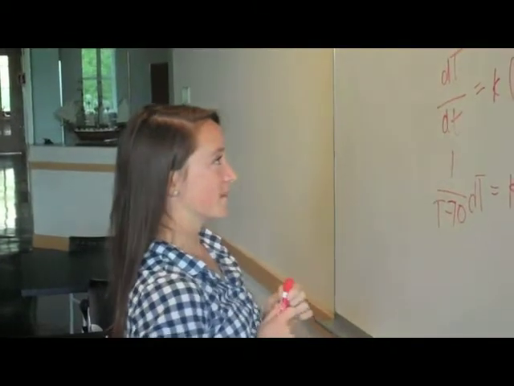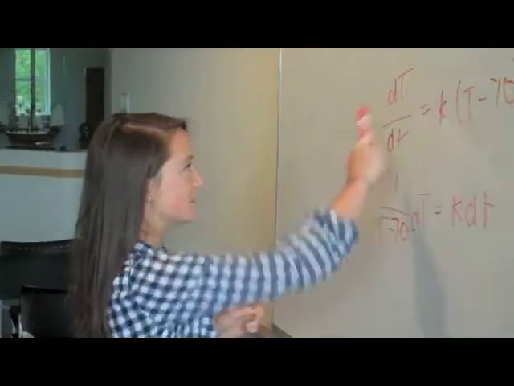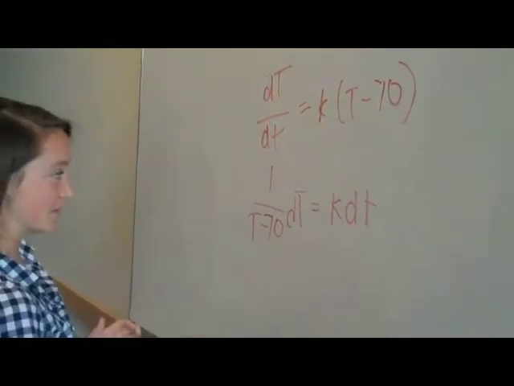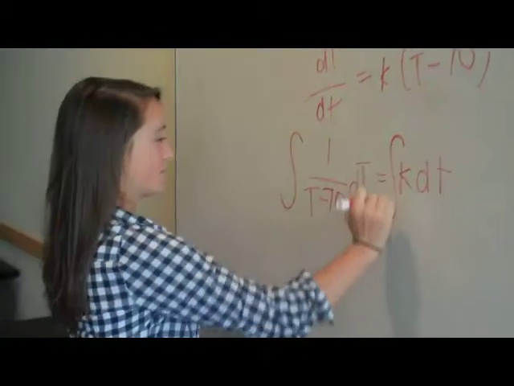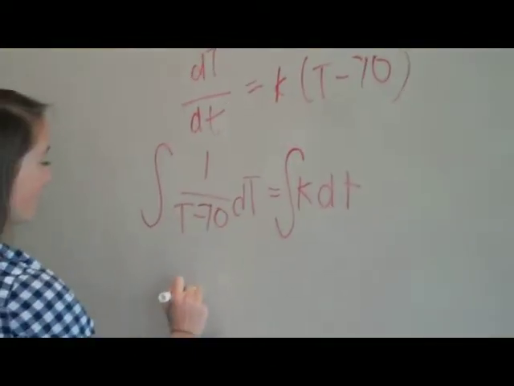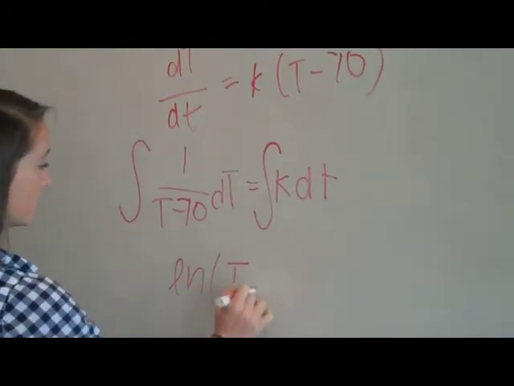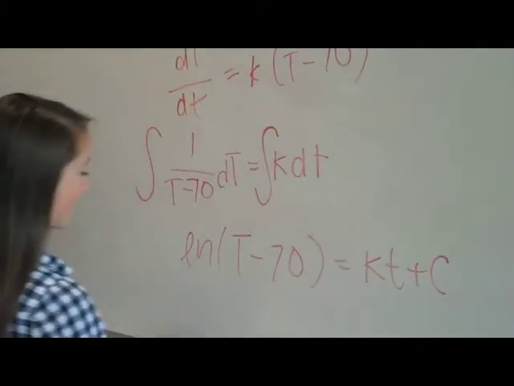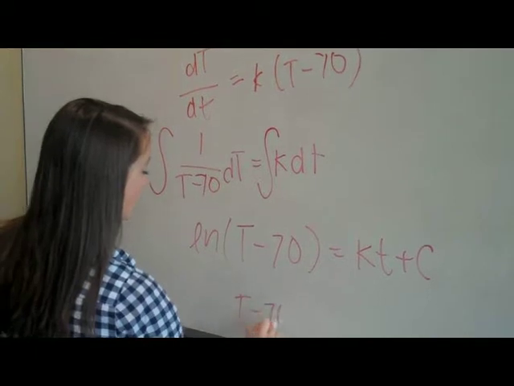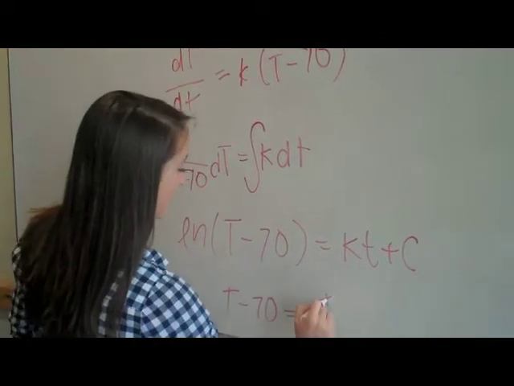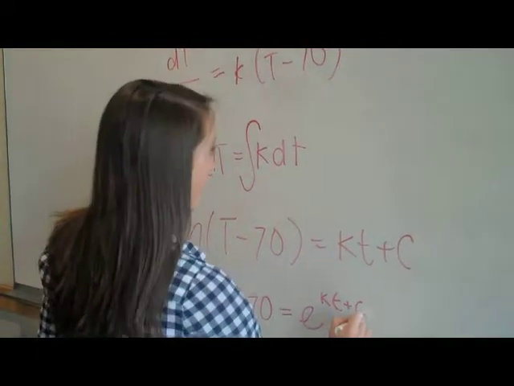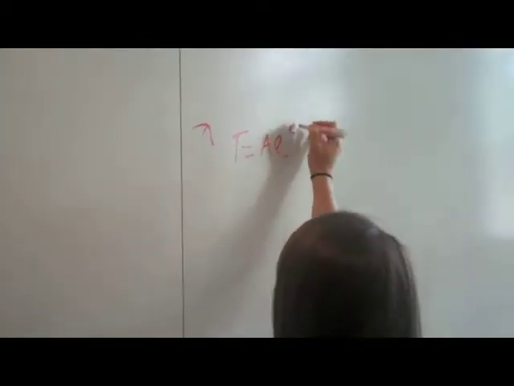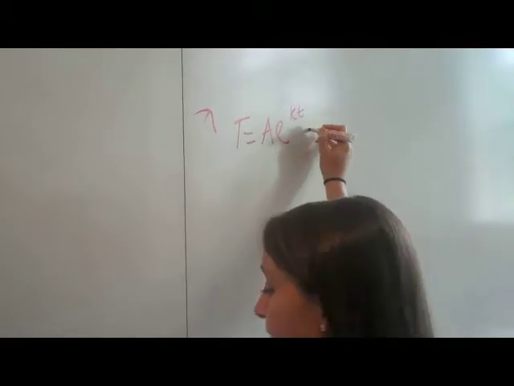So first, we start by solving the differential equation dT/dt = k(T - 70), 70 being the initial room temperature. So if we take the integral of both sides, we get that ln|T - 70| = kt + C. So then T - 70 = e^(kt + C), T = A e^(kt) + 70.